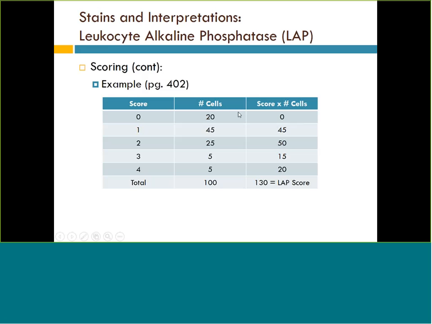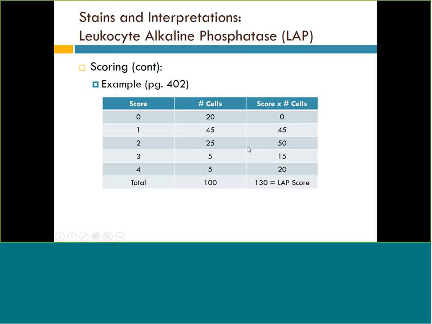Now, the next step that you have to do is multiply across. So 0 times 20 is 0. Anything times 0 is 0. 1 times 45 is 45. My gosh.